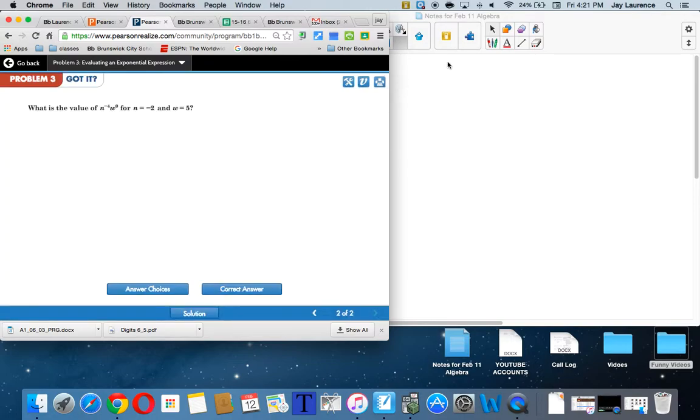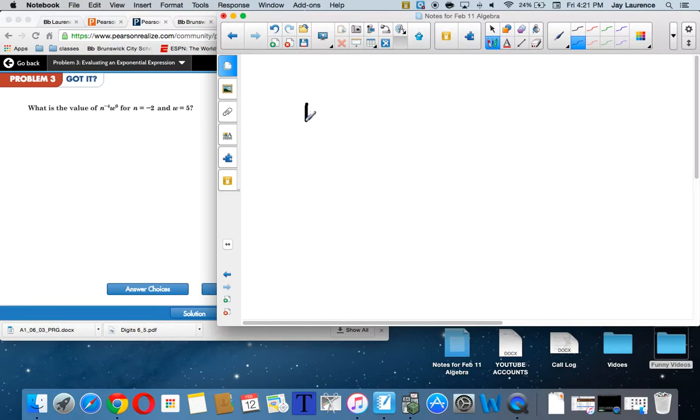Here we have n to the negative 4th, w to the 0 power, and it's n equals negative 2, and w equals 5. Now, if you're really smart like Connor or Maddie or some of the other people in the room, you're going to know that this thing here is going to turn to 1, and it's not even going to be a factor. We're not even going to worry about it. W to the 0 power is 1. As long as w is not 0, we're good.